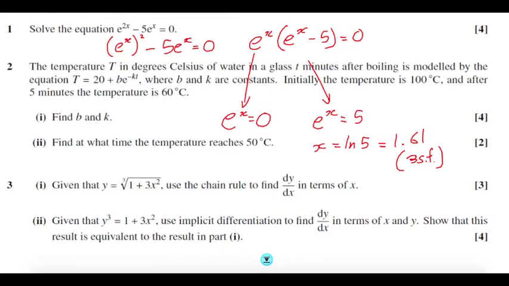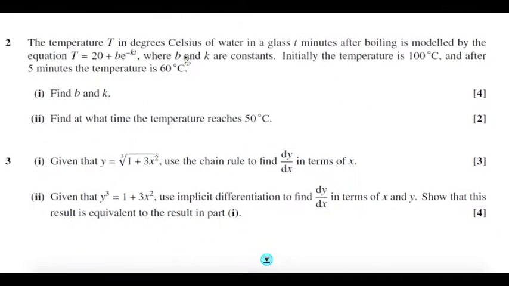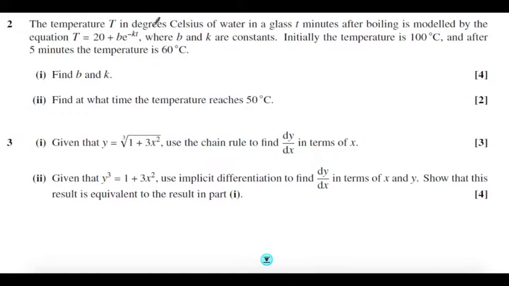Okay, so question 2. The temperature, capital T, Celsius of water in a glass t minutes after boiling is modelled by the equation T equals blah blah blah, where B and k are constants. So this is some exponential equation. Initially the temperature is 100 degrees C and after 5 minutes the temperature is 60 degrees C. So let's think what this means. Initially, in these questions, always means time, little t in this case, is 0. We know big T is 100. And then we know when t is 5, that big T is 60. So find B and k.